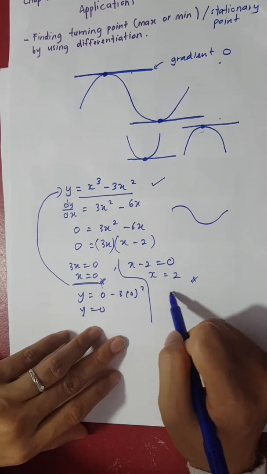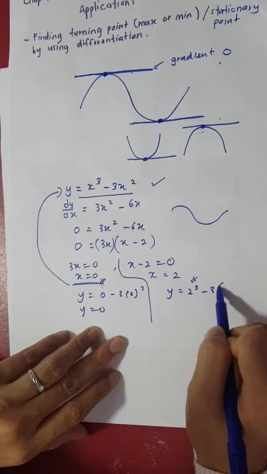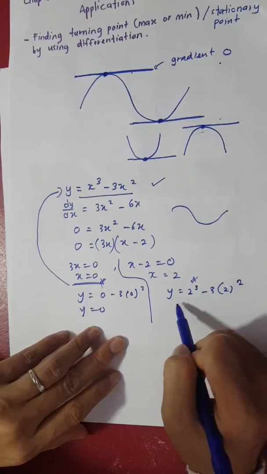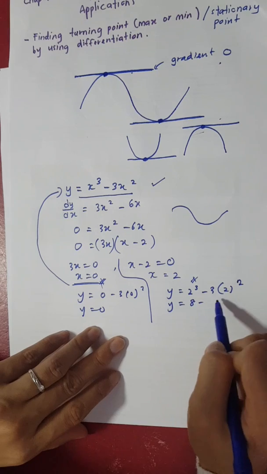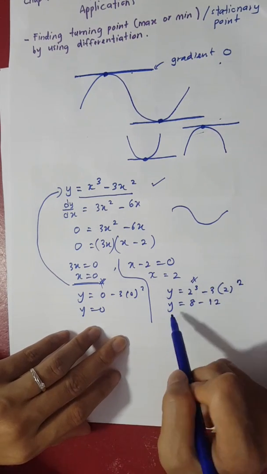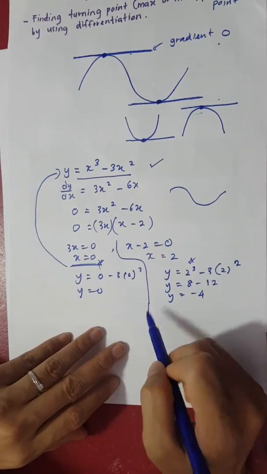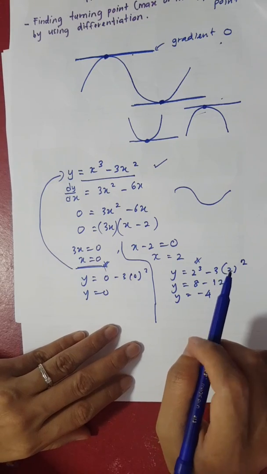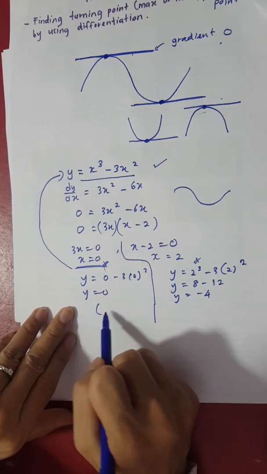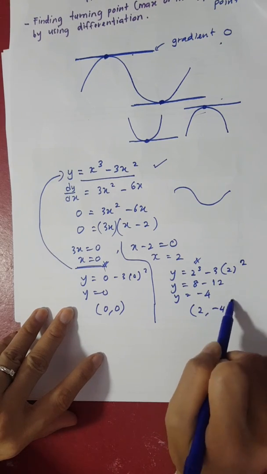And for x equal to 2, 2 to the power of 3 minus 3 times 2 to the power of 2. So you have 8 minus 3 times 4, since 2 to the power of 2 is 4. 4 times 3 is 12. y equal to negative 4. Okay, so the coordinates of your turning points are (0, 0) and (2, negative 4).